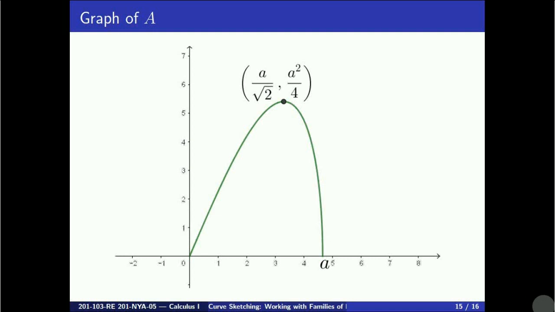Now the maximum is at a over root 2, or if you prefer, 1 over root 2 times a, and 1 over root 2 is roughly 0.7 or 70%. So the maximum is roughly at 70% of the length of the interval, and that explains why the maximum is located slightly to the right of the midpoint of the interval.